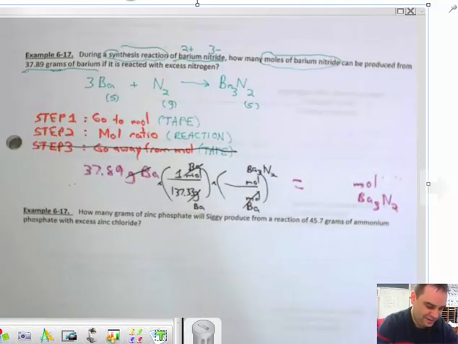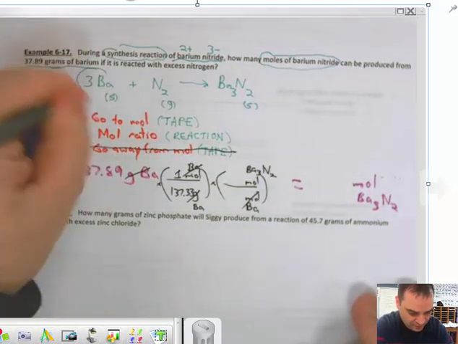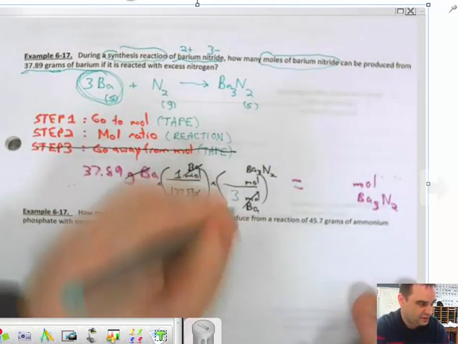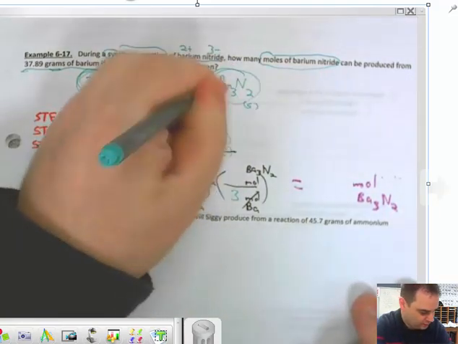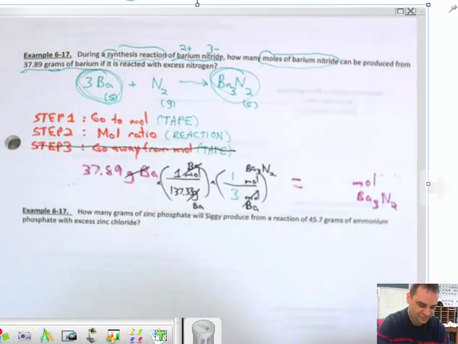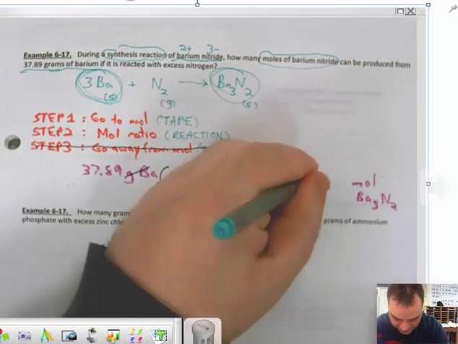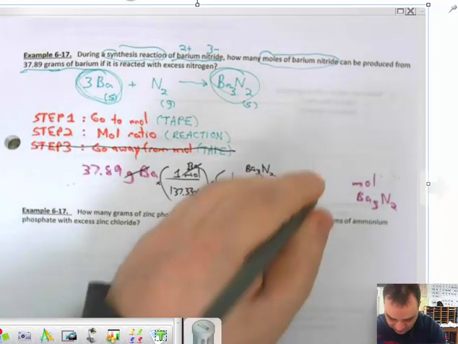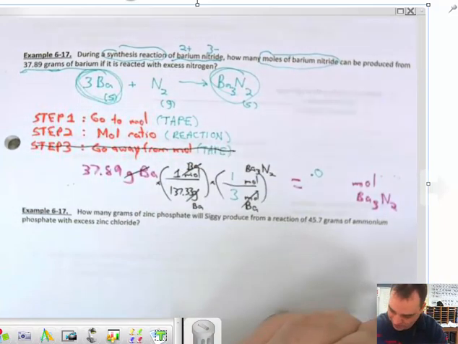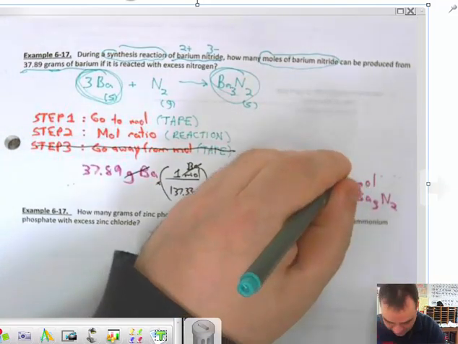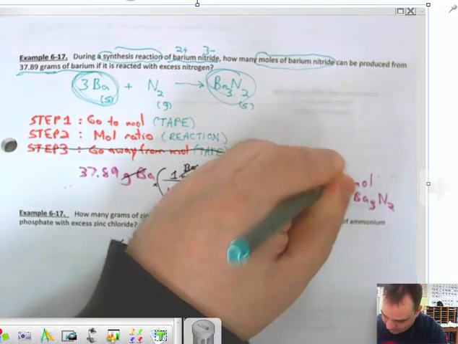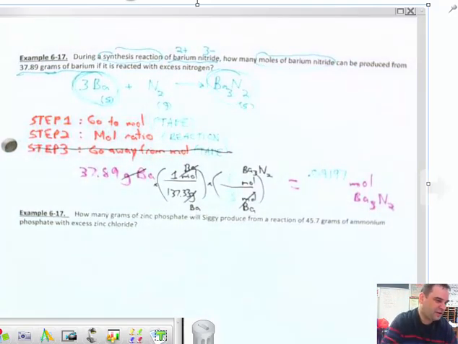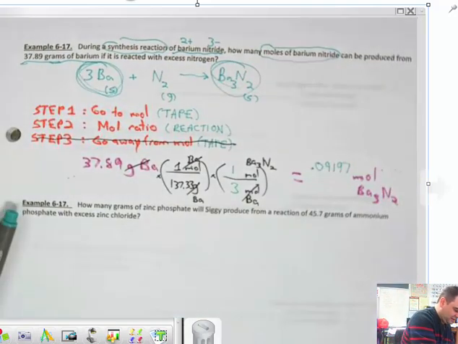And then last step here is we do our mole to mole ratio here. So we have to do our infamous wham wham wham whams. 3. 1. Multiply, divide, you get an answer. Since this number has 4 sig figs, we are going to round to 4 sig figs. This is 0, which is not significant. 0.9197 moles of barium nitride. See, that problem was not bad.